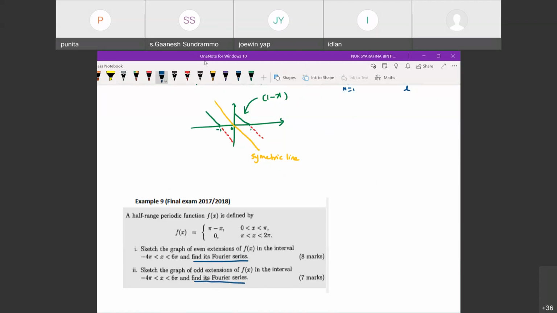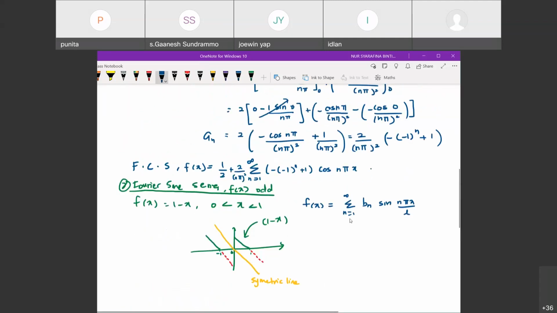cosine or sine. So let's say this graph, sketch the graph of even extension of f(x) in the interval. This one of odd extension in the interval. So when you know that it is even or odd, then you know that Fourier is in terms of cosine only or sine only. Okay, so that's why you have to know how you can extend the function graphically. Is that clear? So once it is extended, then you know that it is odd or even, then you know what Fourier series that you want to find.